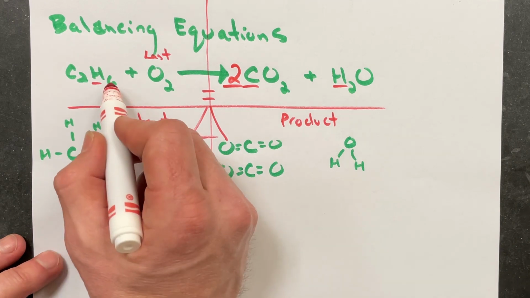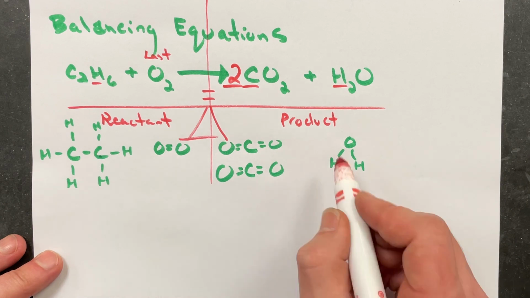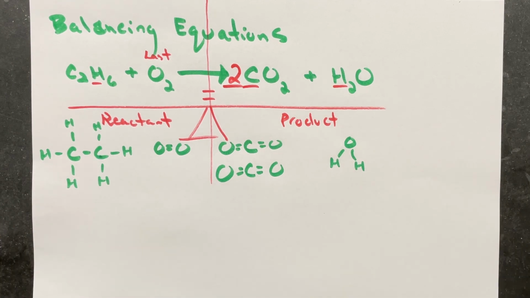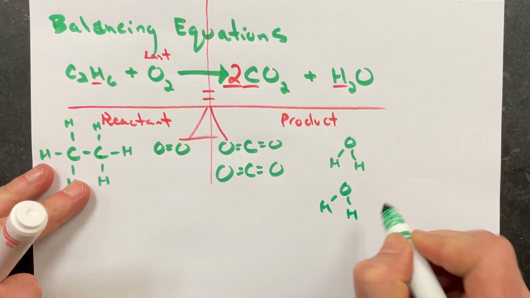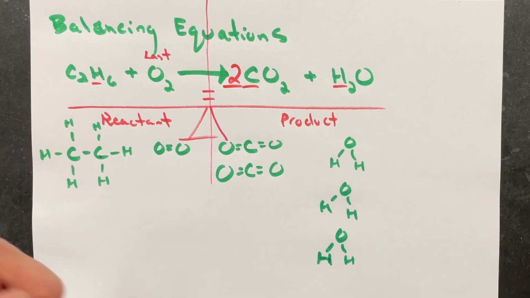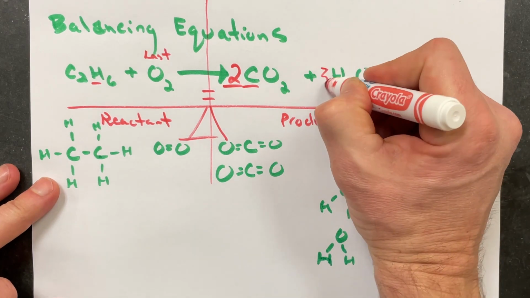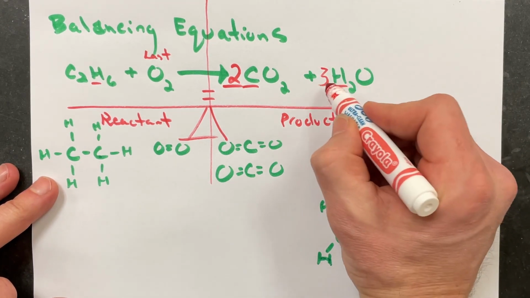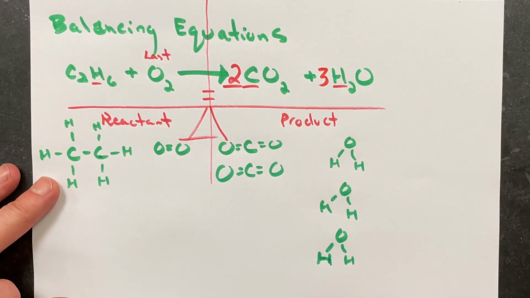And now I need to balance my hydrogens. I have 1, 2, 3, 4, 5, 6 hydrogens. And right now I have 2 hydrogens. To get to 6, I need, now I have 4 hydrogens, 1, 2, 3, 4. Now I have 6 hydrogens. So how do I show these 3 waters? I put a 3 out front. This coefficient of 3 tells me I have 3 waters.